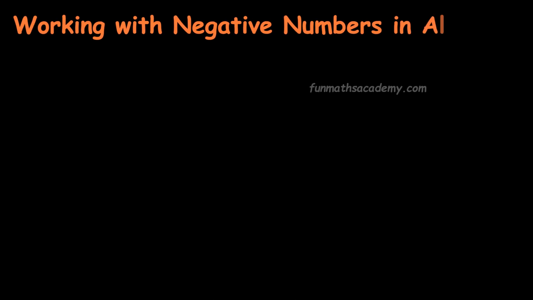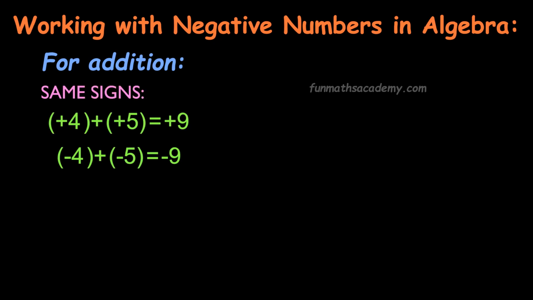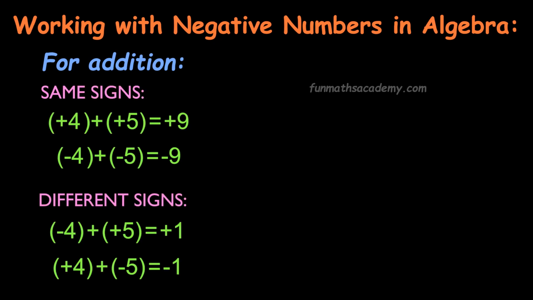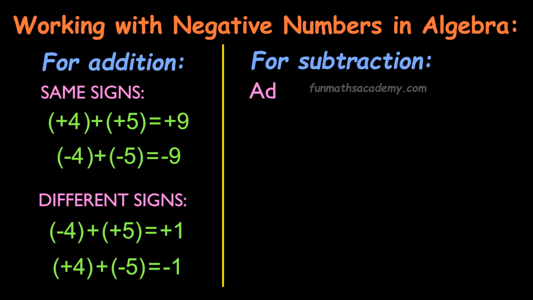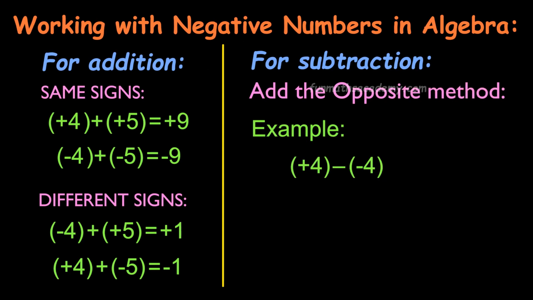The negative number rules also apply to algebra, so make sure you learn them. For addition, same sign, add the numbers and keep the sign. Different signs, subtract the smaller number from the larger and keep the sign of the larger number. To subtract, use the add the opposite method. Number 1, keep the sign of the first number. Number 2, change the subtraction sign to addition. Number 3, change the sign of the second number to its opposite. Now, add as usual. Let's check your understanding with some practice problems.